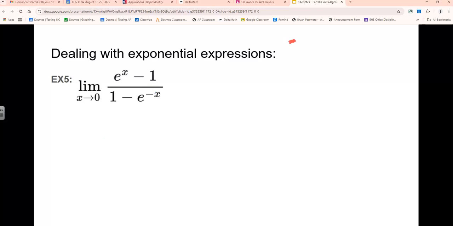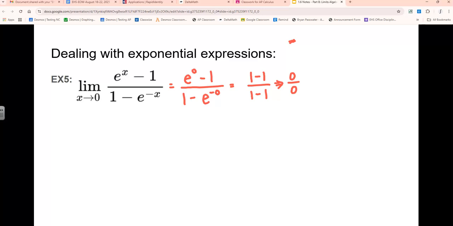All right. So, for this problem, let's try direct substitution first, because you always want to try direct substitution first. I would get e to the 0 minus 1 over 1 minus e to the negative 0, but negative 0 is just 0, right? What is e to the 0? It is 1. Anything to the 0 power is 1. So I'm getting 1 minus 1 over 1 minus 1, 0 over 0. And 0 over 0 is the indeterminate form. It tells us to keep going.